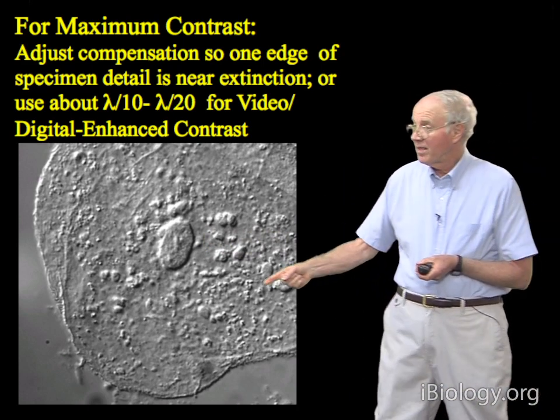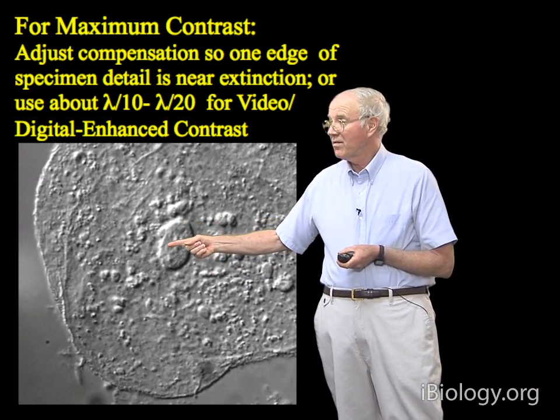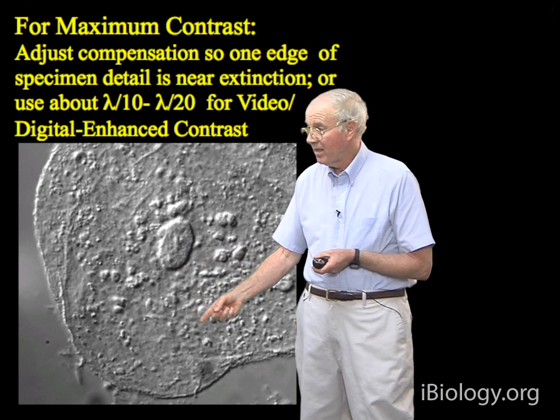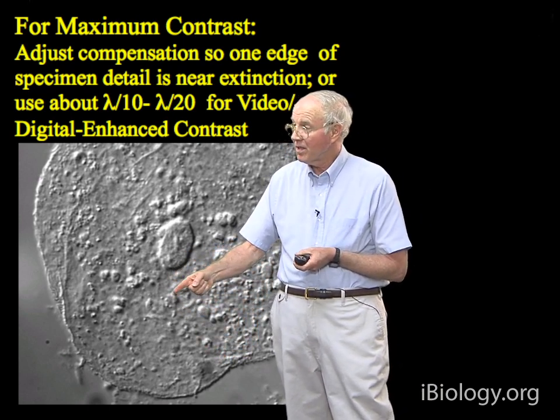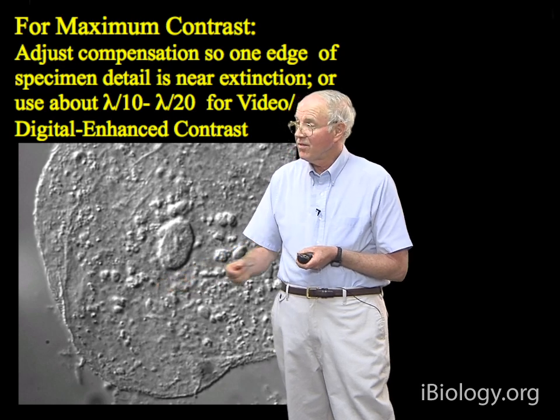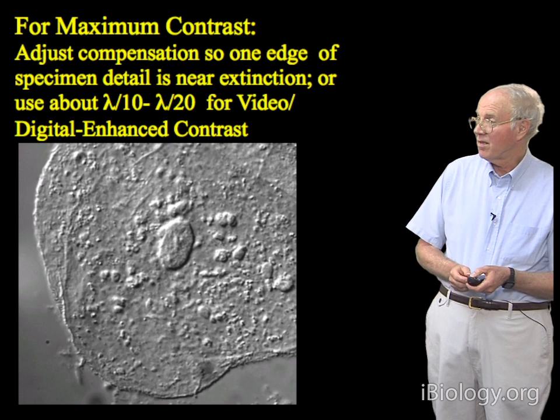And now you can see that there are no halos anymore. We have the dark and light edge of the nucleus, and we now can start to see a lot of the very fine structures, the tiny little particles, and so forth and so on, that high resolution DIC offers us.